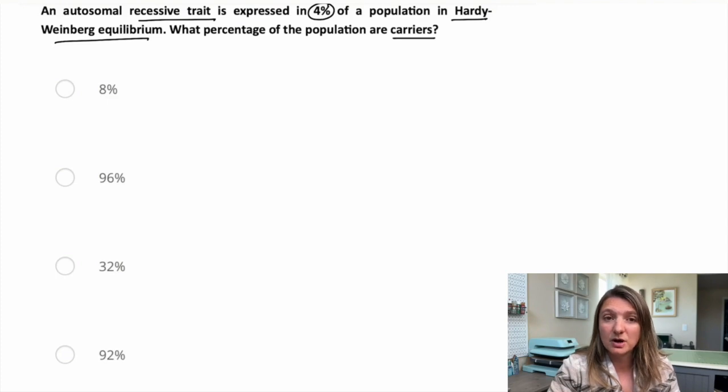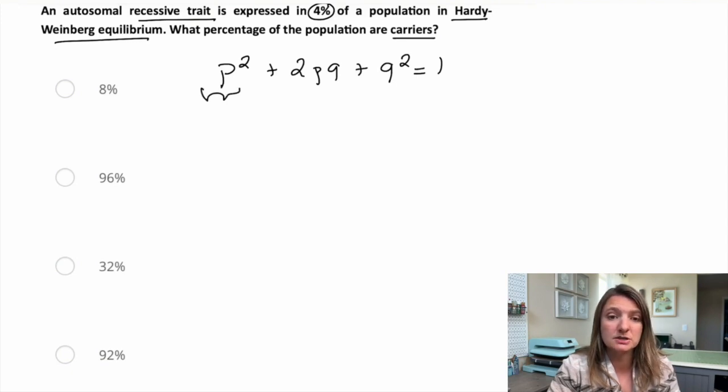So let's remind ourselves what Hardy-Weinberg equilibrium is. It is p squared plus 2pq plus q squared equals 1. Just a reminder that p squared is going to be that homozygous dominant trait. 2pq is going to be our heterozygote or our carrier. So that's what we are asked about. We are asked what population is the carrier. So we're asked what 2pq is.